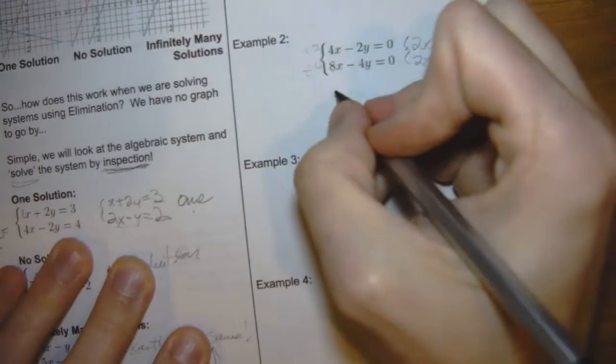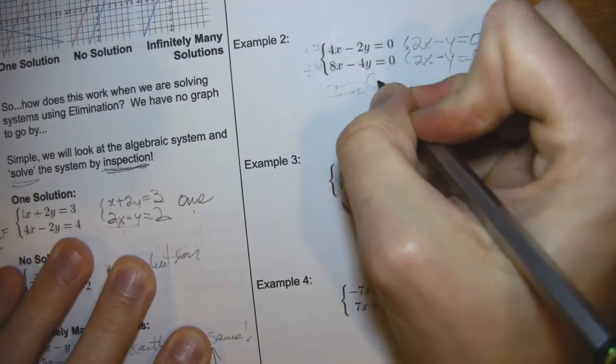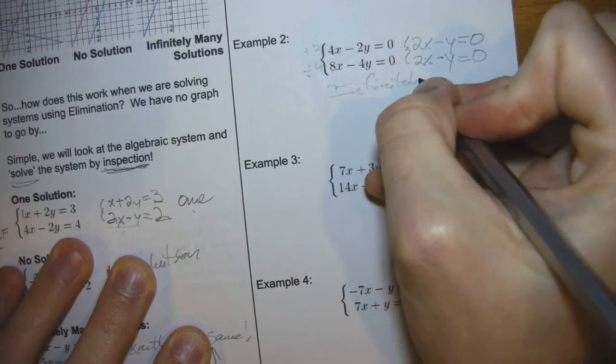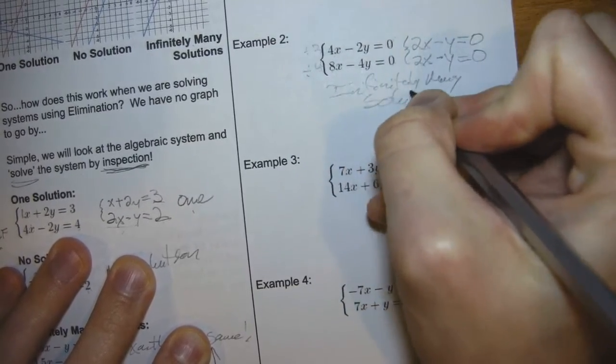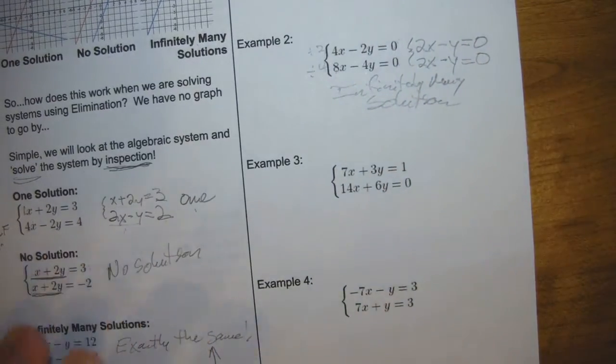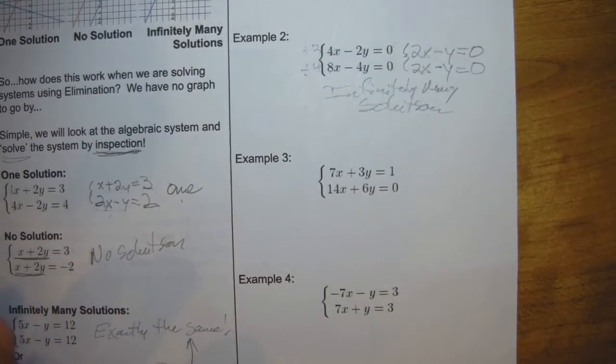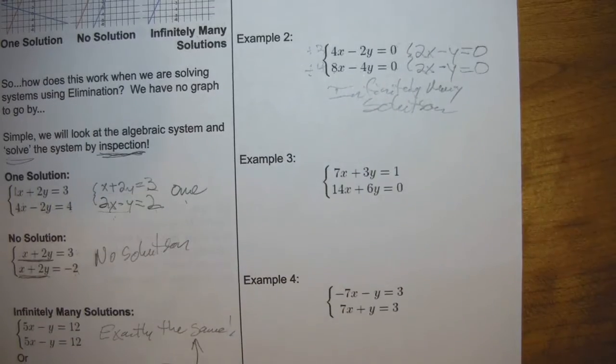So we got our answer. Infinitely many solutions. And the reasoning would be simple. The two equations are identical. All right, we were able to work through that and find, yep, while they look different to start, they're actually one and the same.